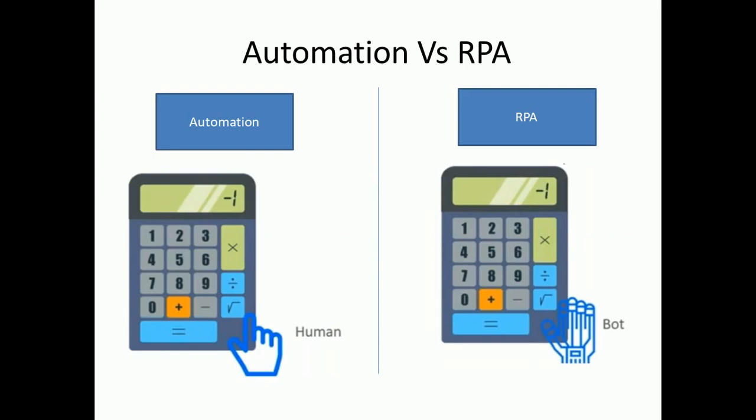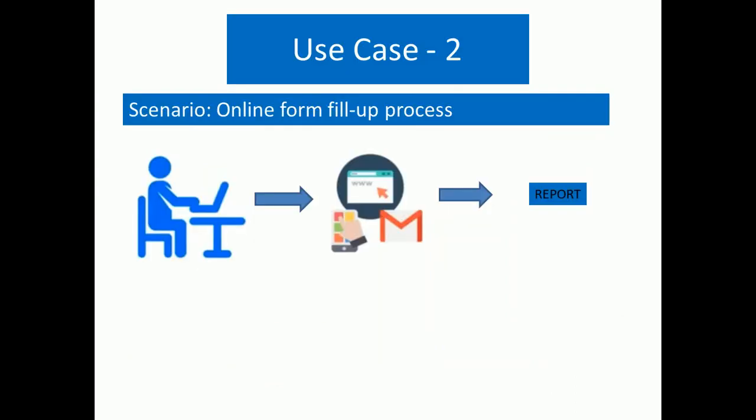Say I want to perform some calculation and get the result, but I have to be there and do those actions. So the human is interacting with this calculator and we are getting a result. But in RPA, the human is replaced with the bot. Bots are nothing but scripts, remember it. So the human is replaced with the bots, and then the RPA is done.